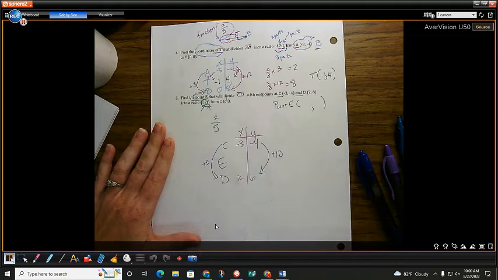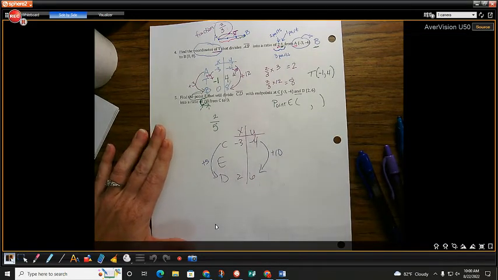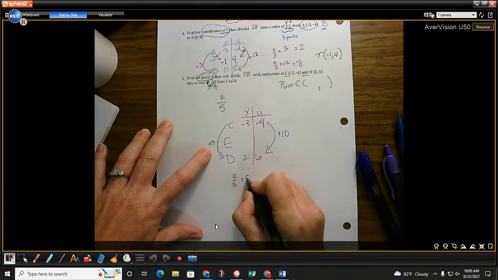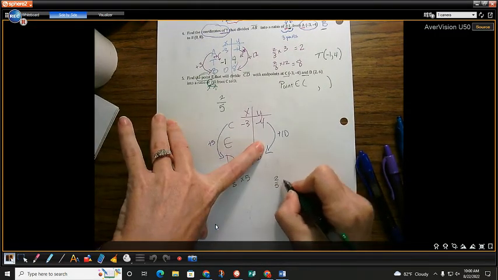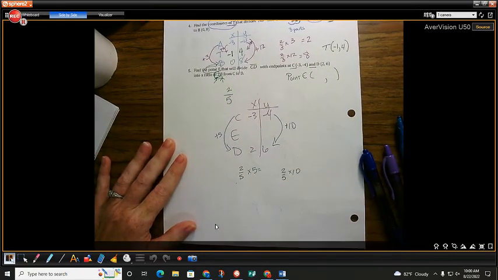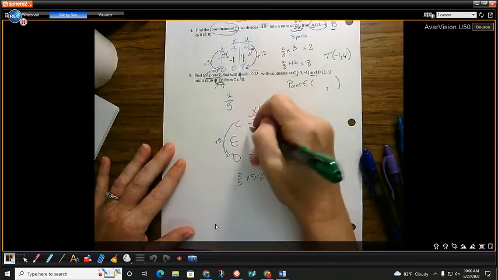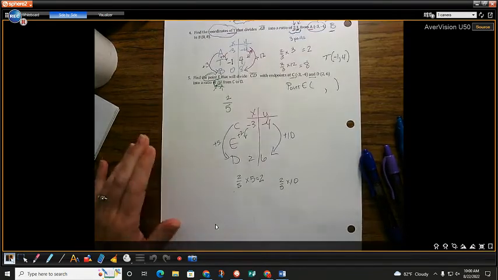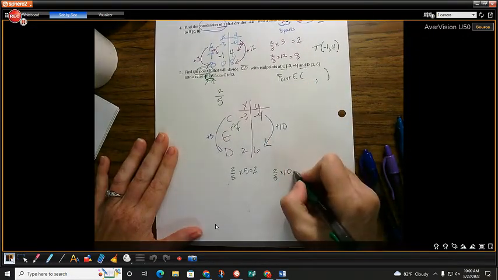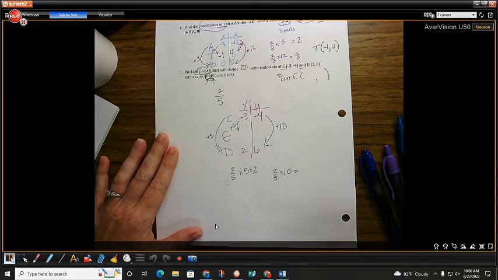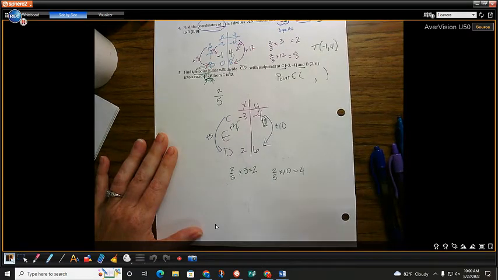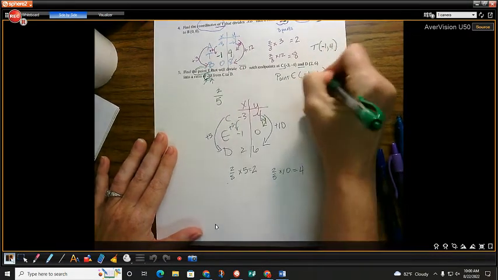Okay. What fraction am I going, Alec? 2/5. So I need to go 2/5 of 5, and I need to go 2/5 of 10. So how far is 2/5 of 5? It's 2. And what's 2/5 of 10 going to give me? 4. So here I'm going to go up 4. So I'm going to end up at -1, 0 for point E.